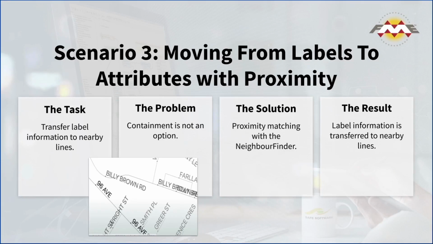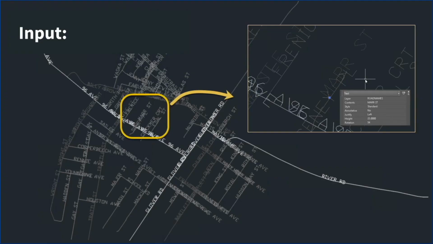Fortunately, we have our friend the neighbor finder, which is a transformer that uses proximity to pair candidates to lines to give us the attributes we want. And so if we're lucky and we use it right, our label information will be transferred to the lines. So this is the input. Looks like they maybe needed to use some better labeling software when they did this, but nonetheless, the roads are all labeled here.